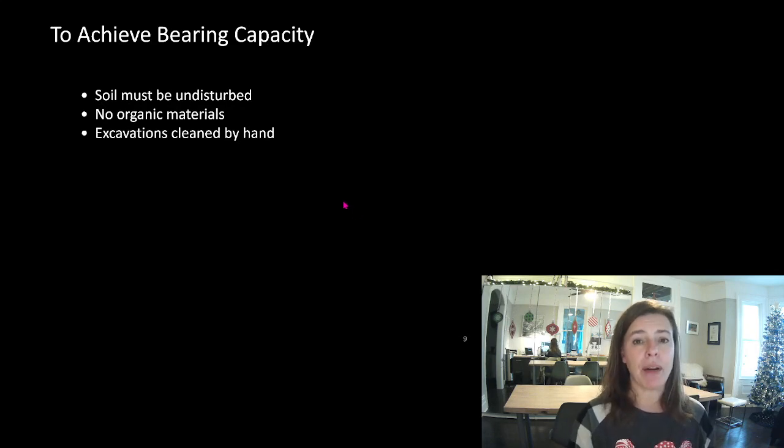So to achieve the bearing capacity we need, the soil must be undisturbed. That means it can't have been dug up before. If it has, there is a sequence of steps that need to be taken to make that soil the equivalent of undisturbed. It's basically our engineered fill. There can be no organic materials. Organics are bad, bad, bad for settlement. Organics have a tendency to decompose and change the density of the soil in those locations. As they decompose, they leave a void, meaning we can get large settlement.